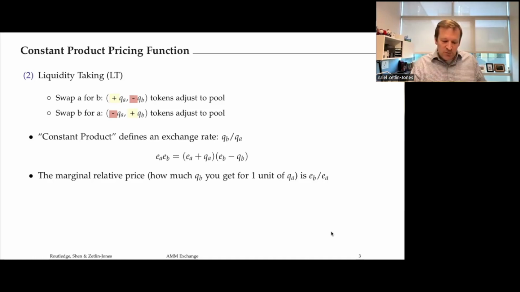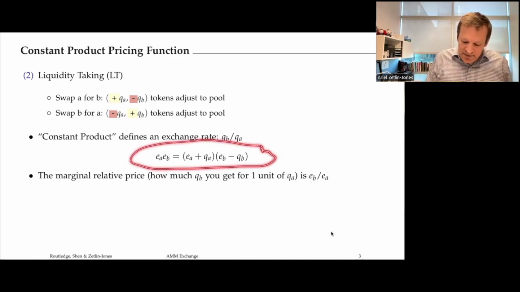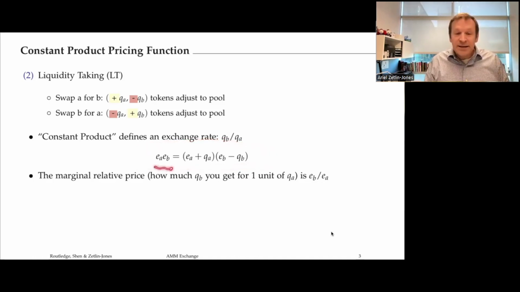The constant product rule, which I'm writing here in the center, just tells us that if I have some pool of tokens that has quantities EA and EB in the pool, and you deposit some amount QA of token A, the amount QB you can withdraw ensures that the product of the quantities of tokens in the pool stays constant. Again, I know many of you know this already. I just want to go slow to make sure we agree. Now, it turns out, given this particular rule, on the margin the relative price, how much QB you get for 1 unit of QA, happens to be the ratio of tokens that started in the pool, EB over EA. My point is that we have this pricing function, and given some supply of liquidity, that defines a marginal relative price between the two.